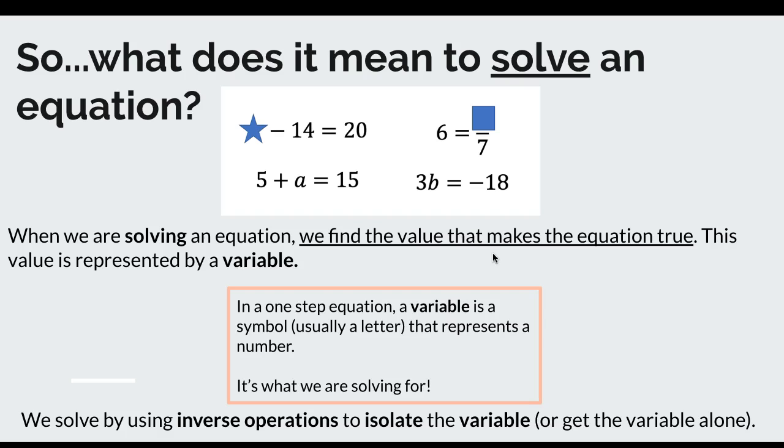We are going to find it or solve it by using inverse operations to isolate the variable. That's the goal, to get the variable by itself. How are we going to do that? Inverse operations. What is our goal? To get the variable alone. How are we going to do it? Using inverse operations. I just told you what we're going to do and how we're going to do it. That's what this lesson is about.